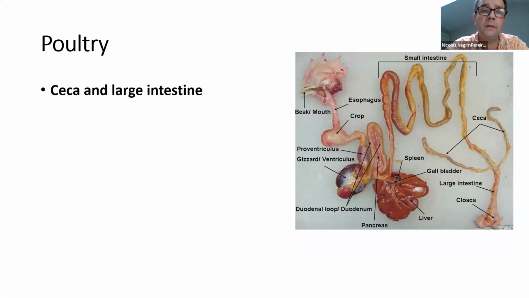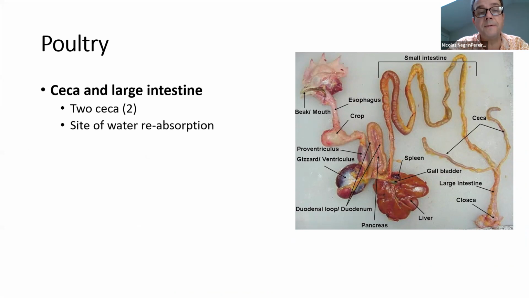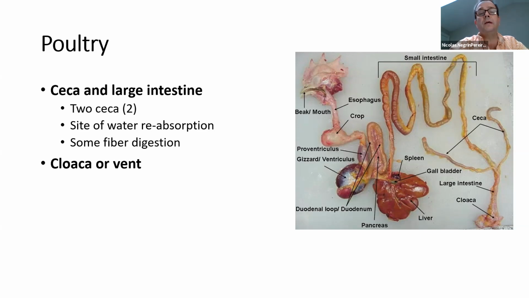And then we have the ceca and the large intestine. As I said before, poultry are characterized by the presence of two ceca, a pair. It is, as in most species, the main site of water reabsorption and also some fiber digestion, followed by a cloaca, sometimes called the vent, which is a terminal portion where most of the excreta are eliminated from the gastrointestinal tract.